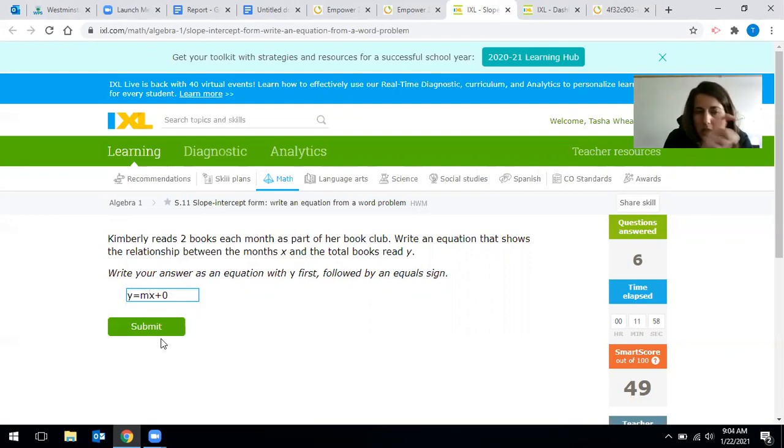Whereas your slope, your m, it's 2 books each month. So anytime you see each or per or every, that is giving you the indication that that's your slope. So this would be 2. You could also write it as a fraction, like 2/1, because 2 divided by 1 would give you 2. But I would just leave it as the whole number.